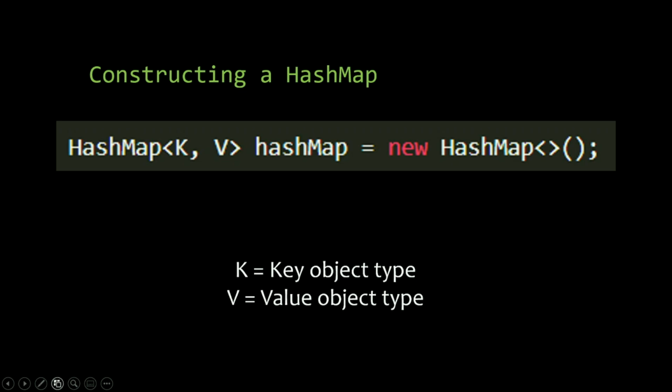Constructing a hash map requires two types to be declared. For the first one, it's going to be the key object type, and for the second one, it's going to be the value object type.